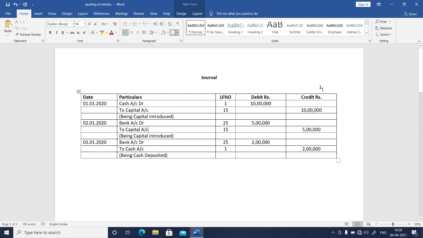What is this one? This is actually the page number in the journal. This is how your journal looks. I have recorded a few transactions already here. You can see one transaction here, one transaction here, and one transaction here. I'll read out the journal entries here.